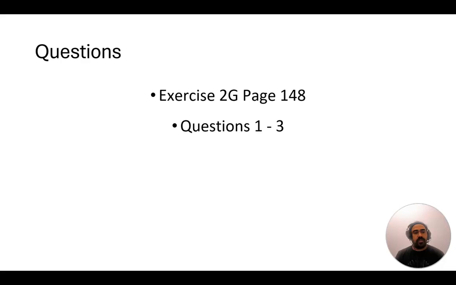That is it for that exercise 2G. It's page 148, and you are doing questions 1 to 3.